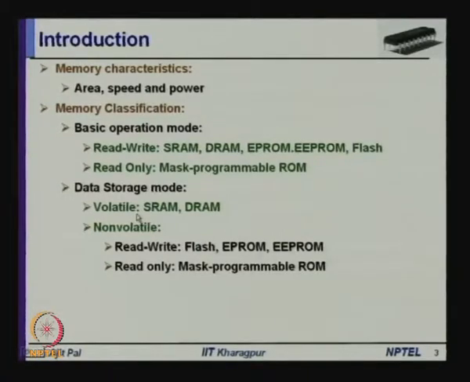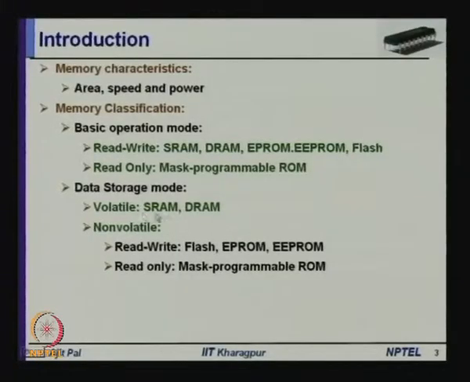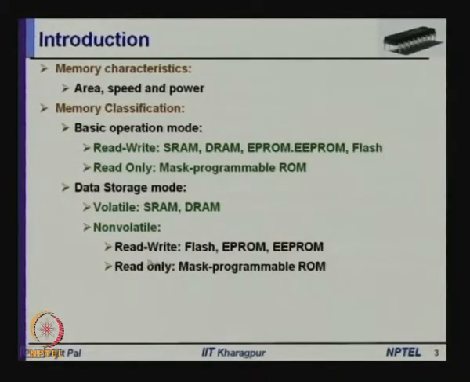Volatile memory devices will store information as long as power is there. As soon as power is turned off, information is lost. That means volatile memory devices can retain information as long as power is there. On the other hand, the non-volatile category, which are read write type and read only type, can retain information even when power is shut down, when power is turned off.